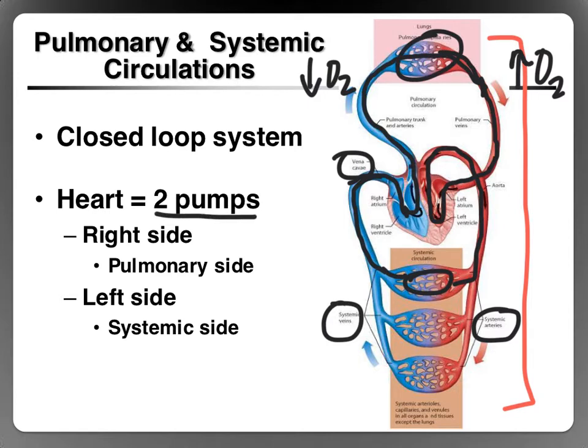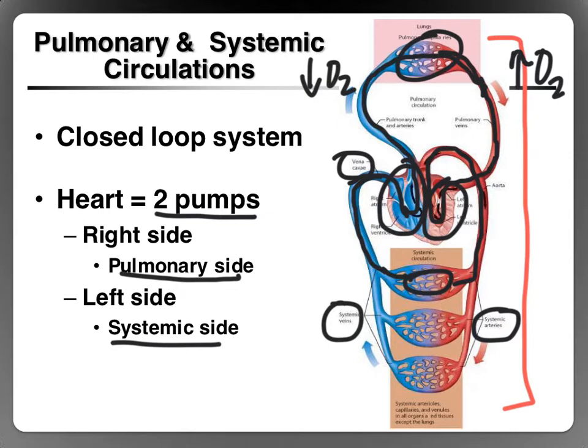Okay, the right side of the heart is the pulmonary side. So the right side of the heart is responsible for pumping blood out of the heart and into the pulmonary system. And then the left side of the heart, we sometimes call that the systemic side, because when the left side of the heart contracts, it causes blood to leave the heart and to go out into the system. So two separate pumps, pumping blood to different parts of the body.